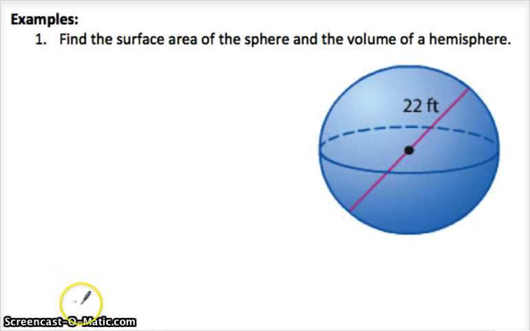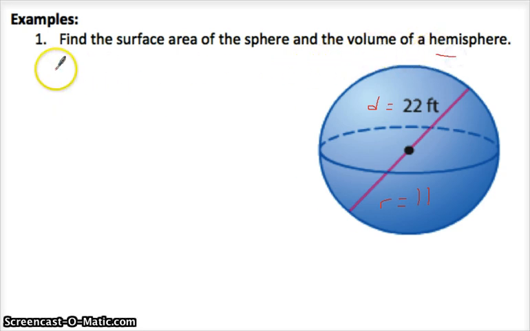We're ready to do some problems. There's not much to this. It looks like the diameter is 22. That's supposed to be the diameter, the way they've shown it there. So one calculation we have to think about is the radius. So the radius is 11. Find the surface area of the sphere and the volume of a hemisphere.